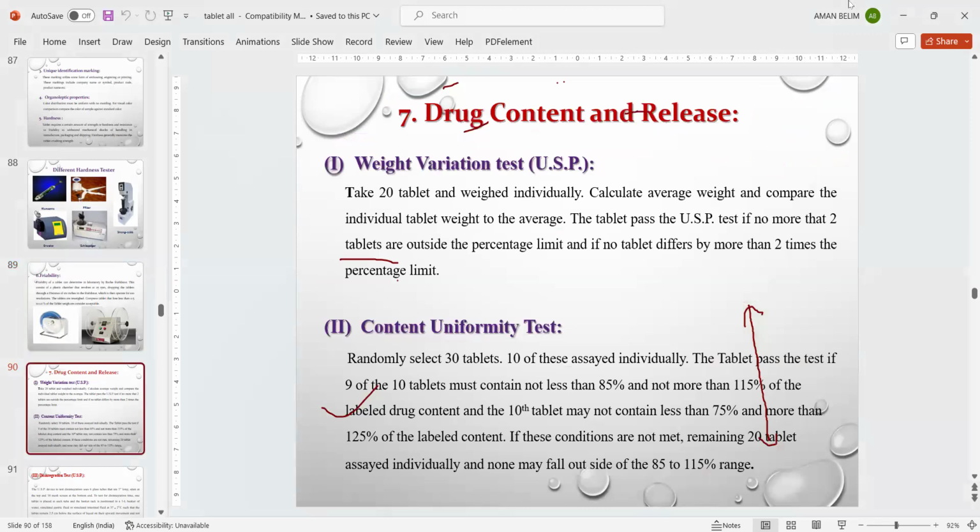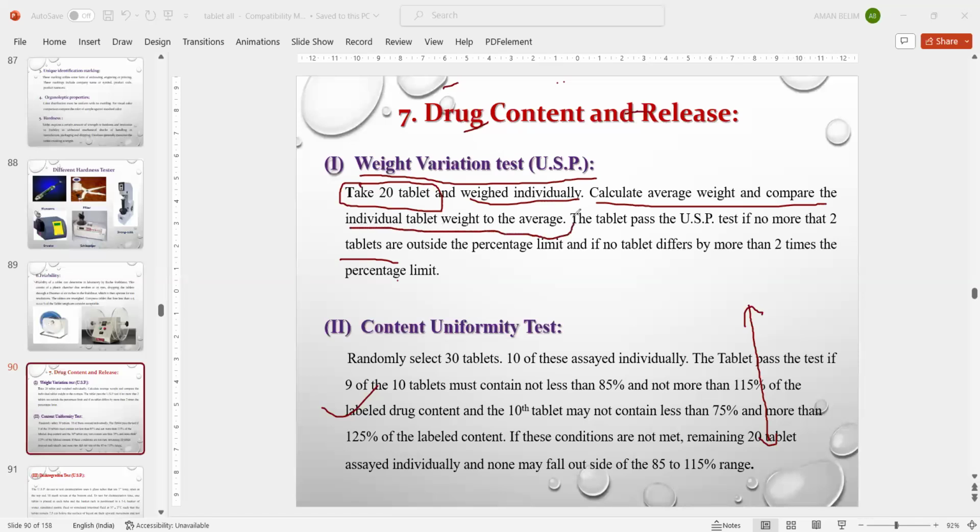Now we talk about the weight variation test. In the weight variation test, we have to take 20 tablets and weigh them individually. Then we calculate the average weight and compare that average weight with the individual weights. First weigh them individually, then take the average weight, and compare each individual tablet with the average weight of the tablets, right?